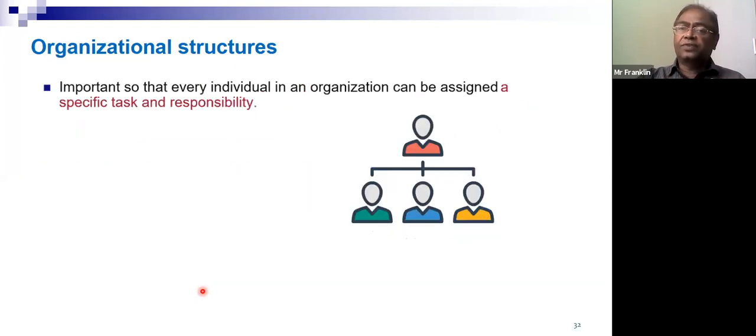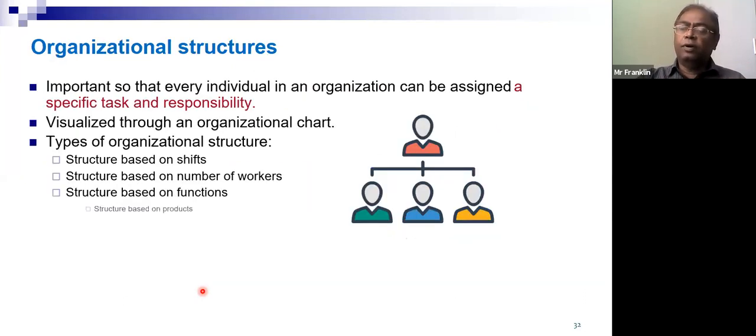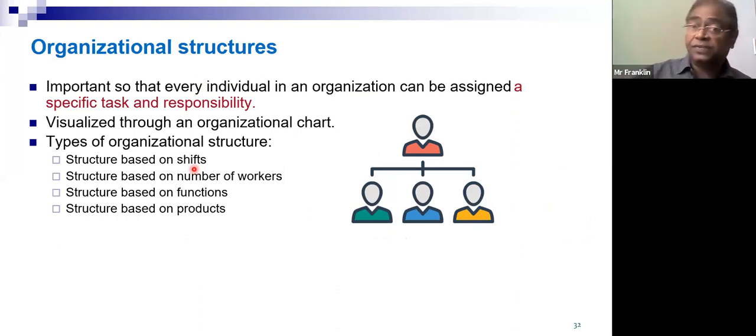Now, different types of structures. You can structure an organization based on shift, for example morning shift, afternoon shift, evening shift. Structure based on the number of workers that you have. Structure on functions: for example accounting, operations, marketing. These are all different functions. So you have an operations manager, a marketing manager. This is an organization based on functions.